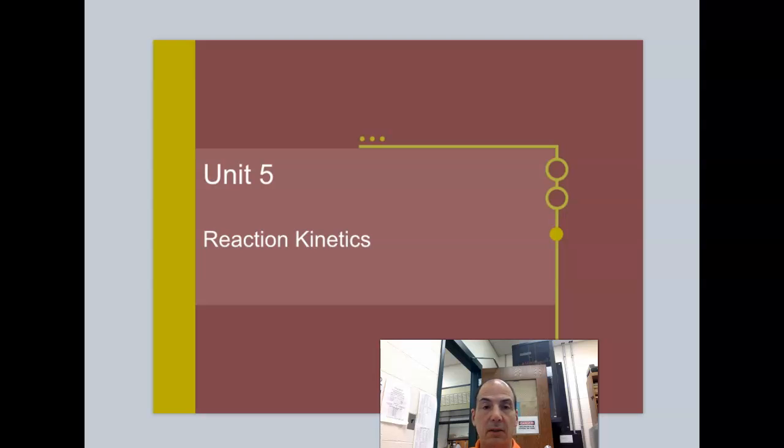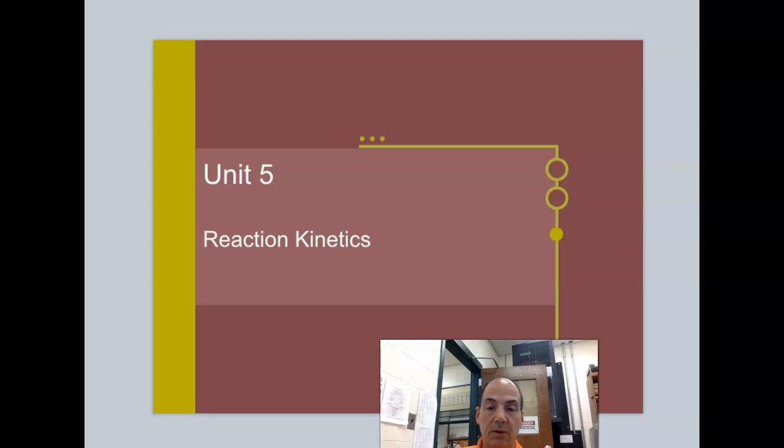We're going to take a little dive here into Unit 5. Okay, it's all about reaction kinetics, and Section 1 has to do with the idea of rates of reaction. But there's a whole lot of background that I want to review, assuming you heard this before in your previous chemistry experience.